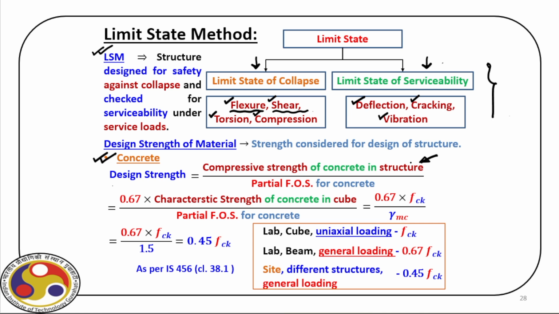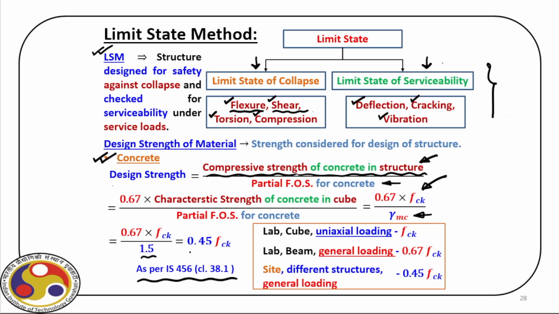So that value of strength of concrete in structure is divided by the partial safety factor. 0.67 times FCK is basically the compressive strength of concrete in structure, because when we test a cube, it is 150 by 150 by 150. From there we get this FCK value. We reduce it by this factor to get the actual strength of concrete in structure. Then we divide that by this material partial safety factor, and for concrete as per IS 456, it is 1.5.